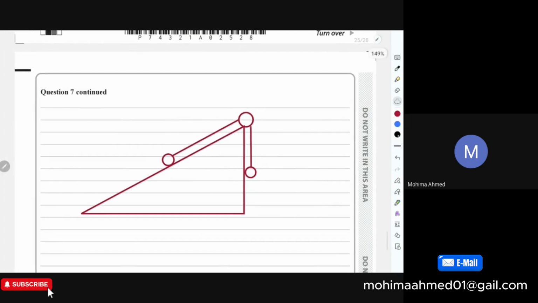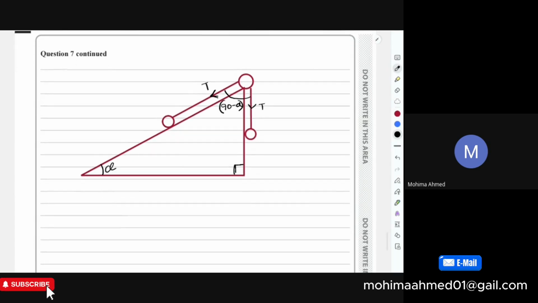Right, over here for the pulley, the tension is acting, one in this case, one in this case. If you understand, this is alpha, this is 90 degrees. The angle between the two tensions over here is going to be 90 minus alpha, right? 180 minus 90 minus alpha is actually 90 minus alpha. So if that's the case, I understand.